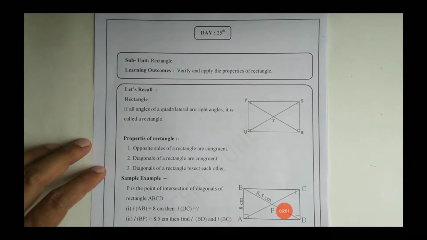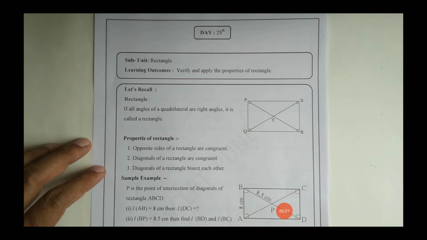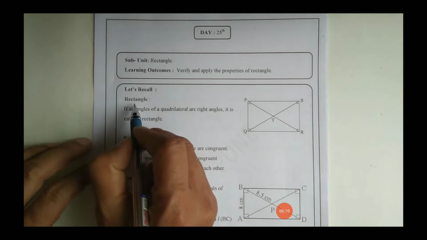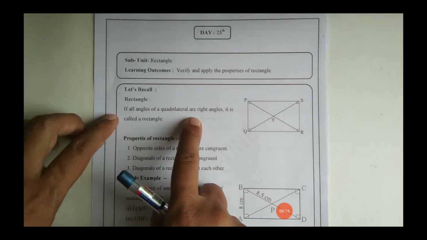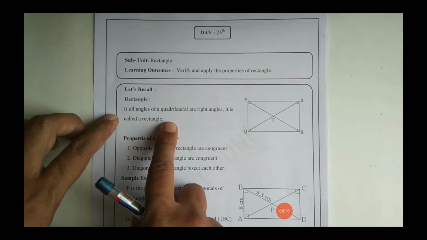Bridge course, and today's topic is rectangle, and we'll see some simple properties of rectangle. What do you mean by rectangle? Rectangle ची property बघण्या अगोदर त्याचं definition काय आहे ते बघूया. If all angles of a quadrilateral are right angles, then it is called a rectangle.